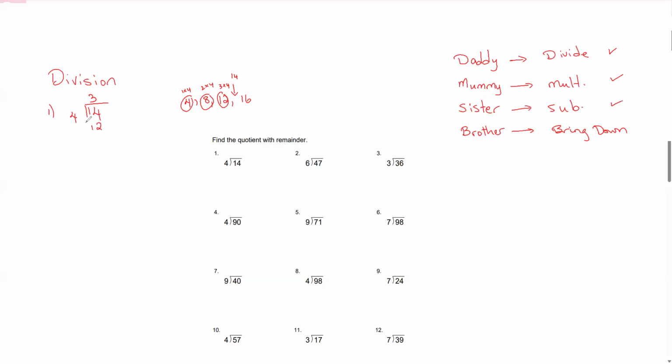Next, we subtract. 4 take away 2, that's 2. 1 take away 1 is 0. There's nothing else to bring down. So that's the end. So we write answer, ANS for short, is what is up here. That's your quotient. And there's a remainder of 2. So you put R2. So 3 remainder 2.